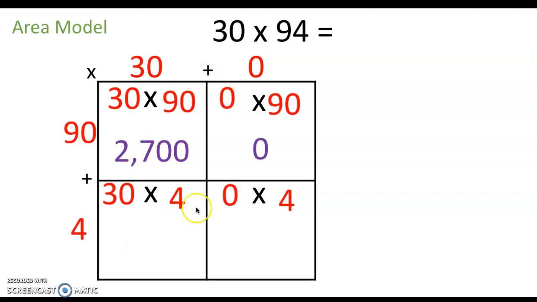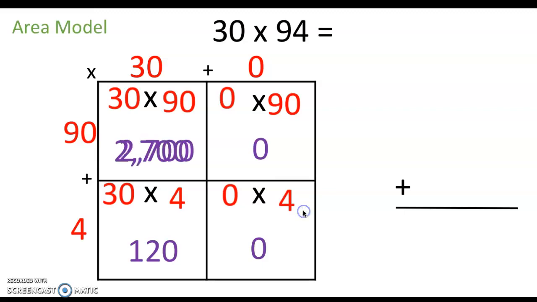Then let's go down to this box. We have 30 times 4. So we'll do 3 times 4 is 12. Add on your 0, makes it 120. Then in our next box, 0 times 4. Oh, anything times 0 is 0. What operation should we do next with these numbers? Yes, let's add them together. Making sure we write big enough that we can read our own handwriting.